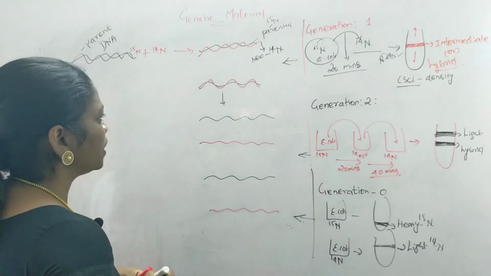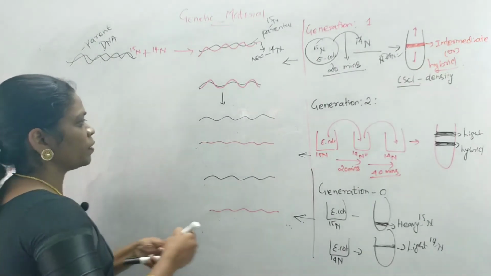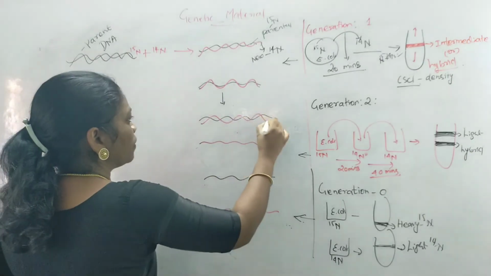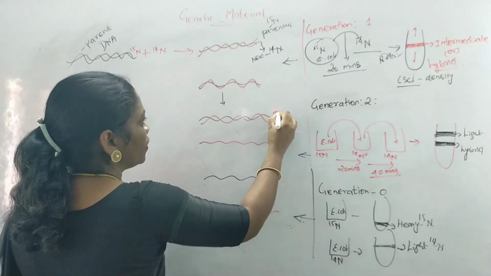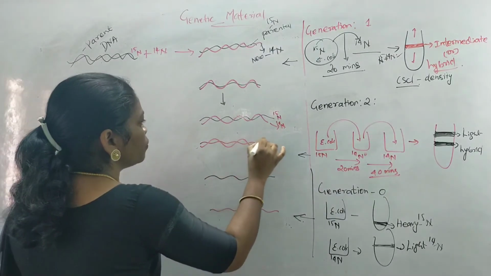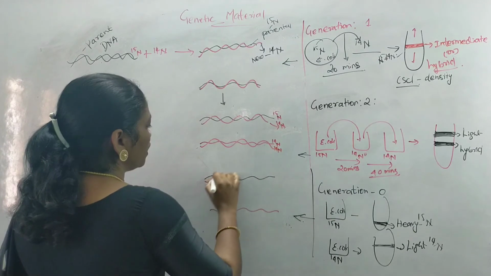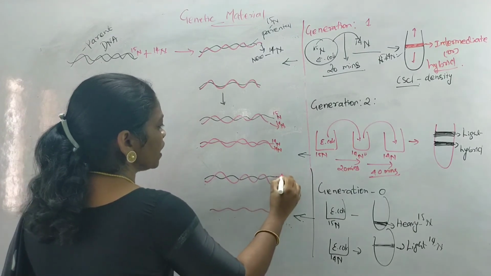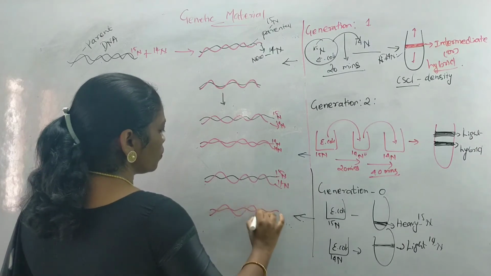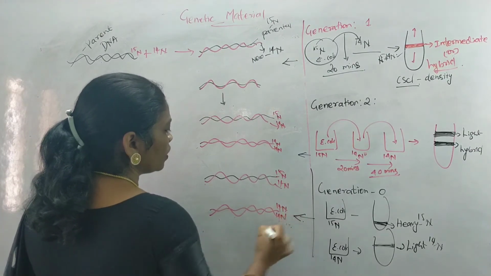So what has happened here? This parental strand separates and they form a new band, with one being N15 and this being N14. They formed a new strand which is again N14 and N14. They form a new strand which is N15 and N14. Again a new strand was formed here containing N14 and N14.